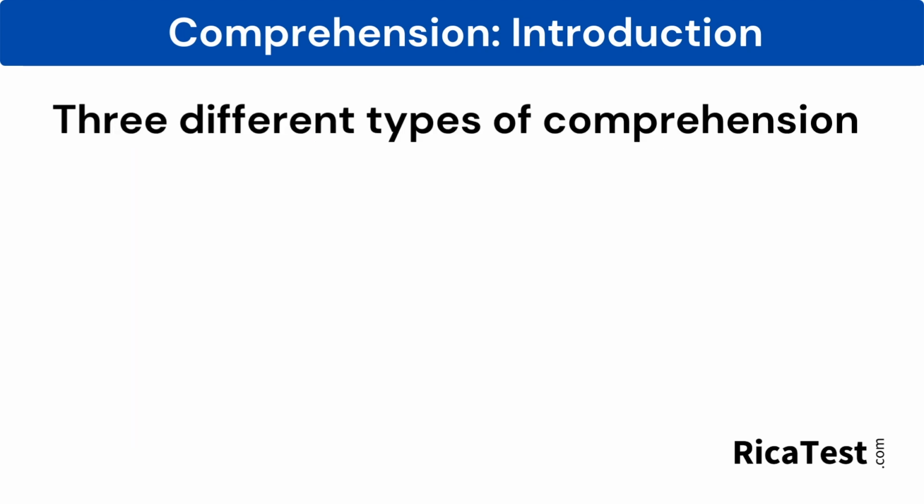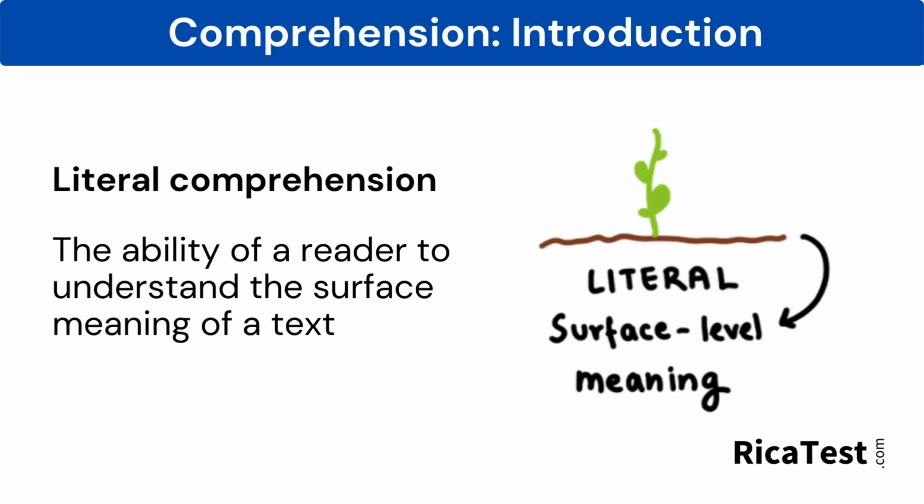There are three different types of comprehension that you'll need to know for your Rica test, and these include literal comprehension, which is the ability of a reader to understand the surface meaning of a text. Remember here that the answers to literal comprehension questions are found directly in the text.